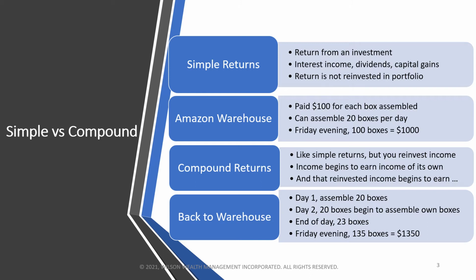If we go back to the warehouse, day one, you assemble 20 boxes. Day two, you come in, you have your 20 boxes, and you start working on your own. But you look over and you notice that those boxes are beginning to assemble their own boxes. At the end of the day, with your 20 boxes, you suddenly find that there's 3 additional that the boxes from the day before have made themselves. As we roll around to Friday evening, instead of 100 boxes, you have 135, and you receive $1,350 instead of the $1,000.